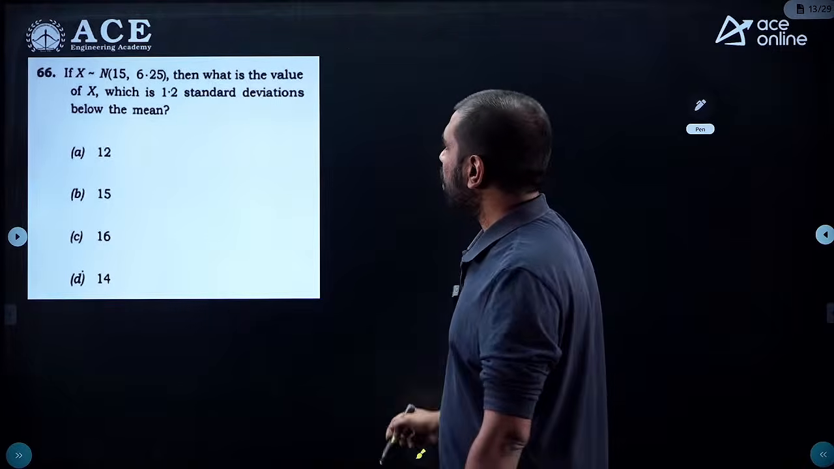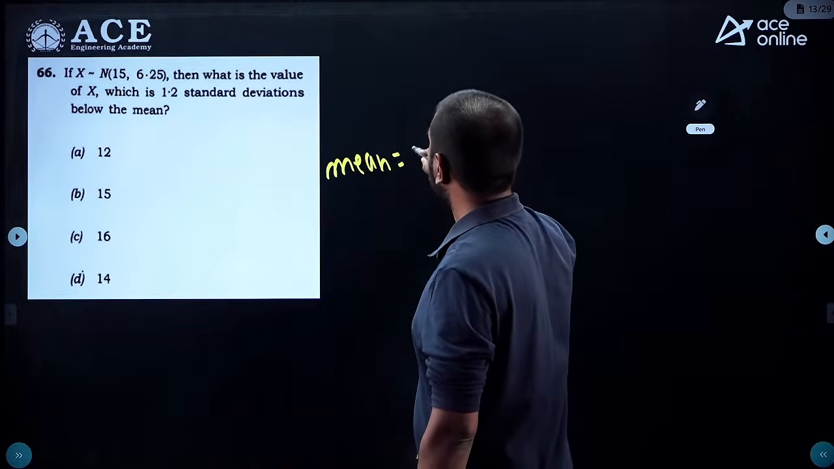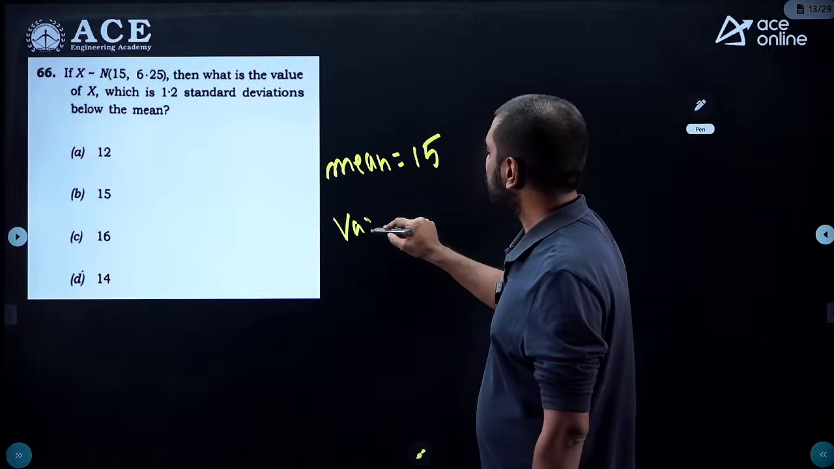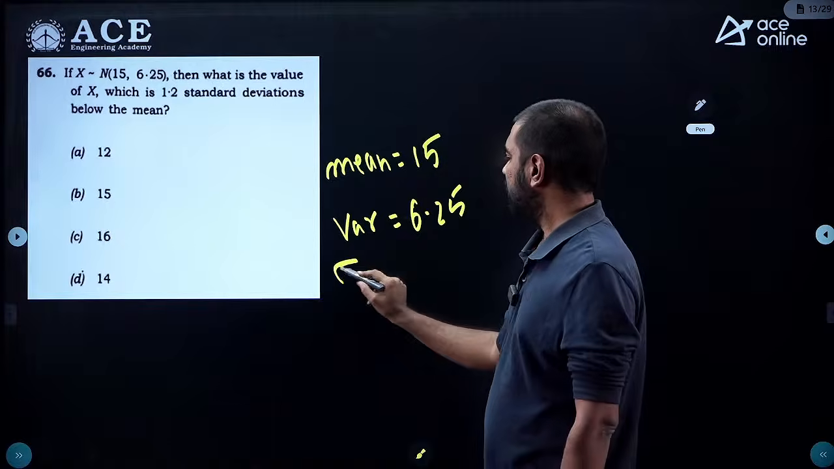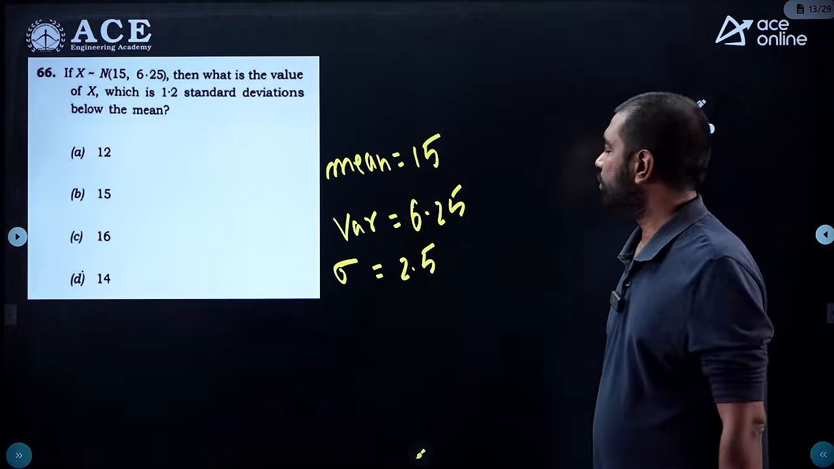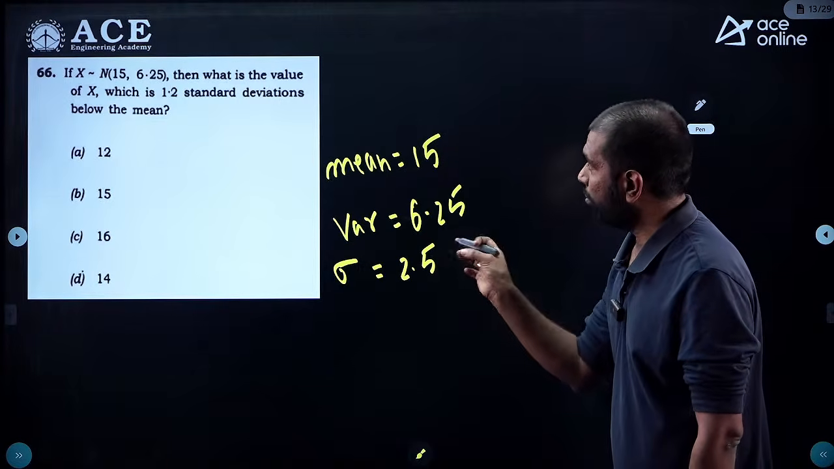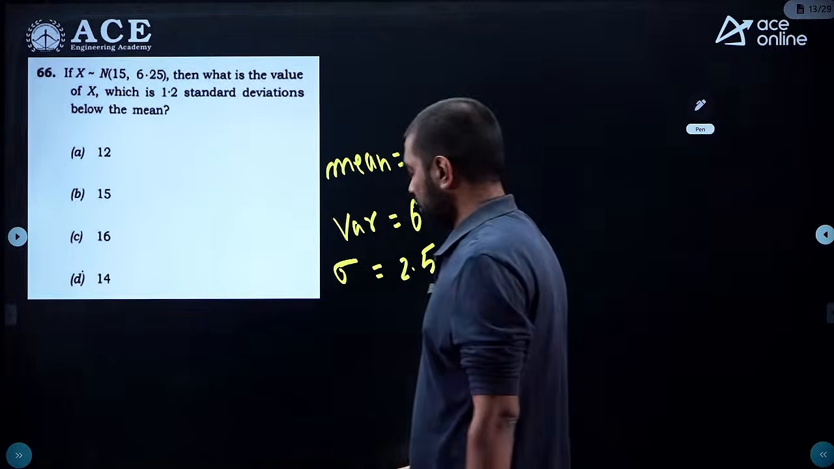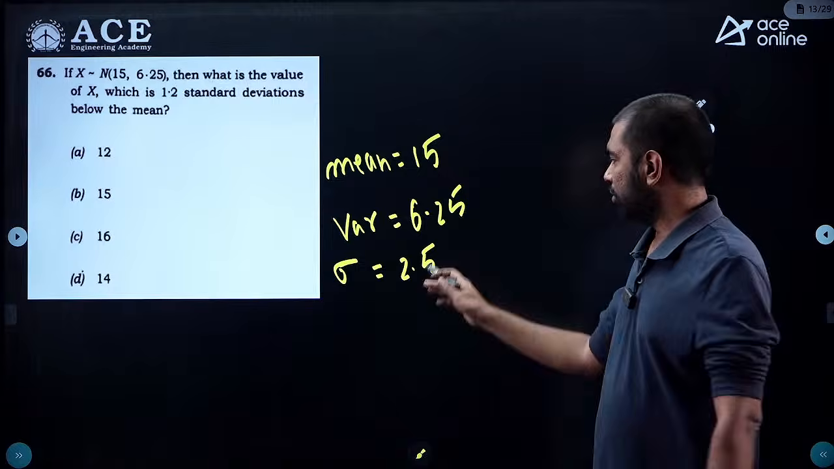And he says x is a normal random variable whose mean. So here also the parameters are given. So 15 is the mean and the variance is also given, which is 6.25. If variance is this, then how much is the standard deviation? It will be the square root of that, which is 2.5. What is the value of x, which is 1.2 standard deviations below the mean? So first of all, we extracted sigma. How much is that? 2.5.